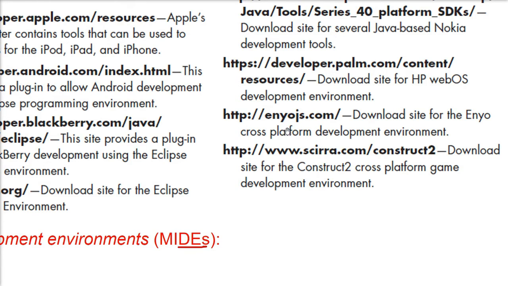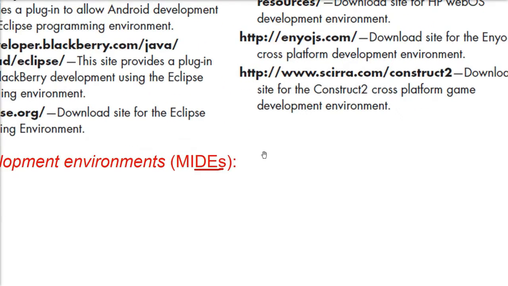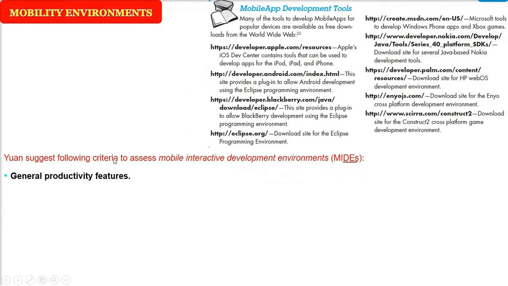And then we have www.sira.com. This is for Construct, a cross-platform game development environment. So you can use all these. There are plenty more available. So Yuan was suggesting the criteria.